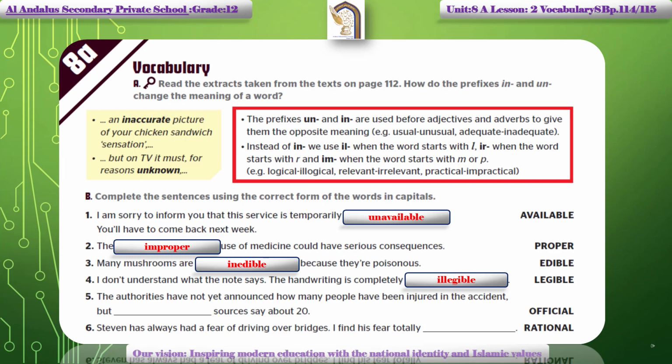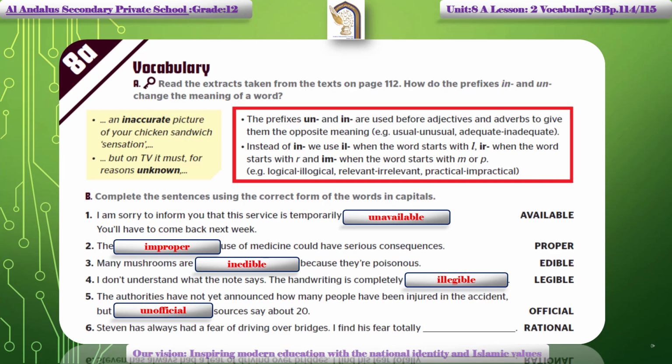Number 5. The authorities have not yet announced how many people have been injured in the accident, but sources say about 20. Are these sources official? Official means related to the government or something that's issued by someone who is in office. No, the correct answer is unofficial. Very good. The authorities have not yet announced how many people have been injured in the accident, but unofficial sources say about 20.